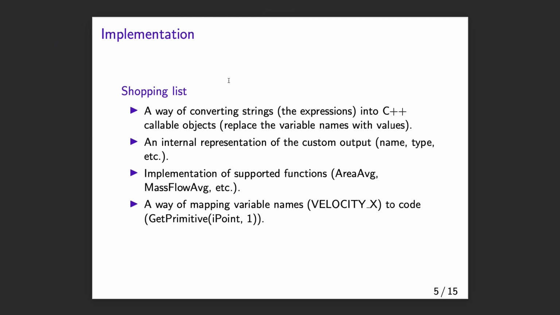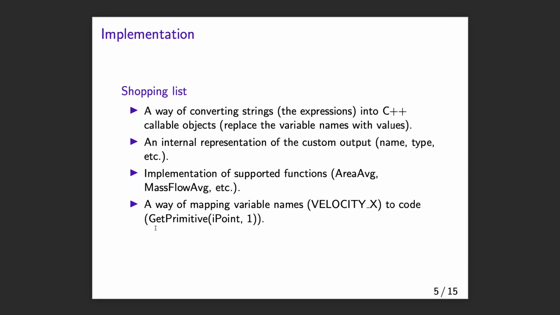Right, so shopping list for what we're trying to implement. We need some way of converting the expressions into C++, some things that can be evaluated with the values we currently have in the code. So replace the variable names with their actual values. Then we need some internal representation of these custom outputs. We need to implement whatever built-in functions we support, so area averages, mass flow averages, and so on. And we need some way of mapping variable names, such as velocity x, to actual code.